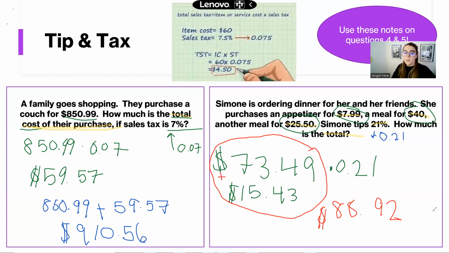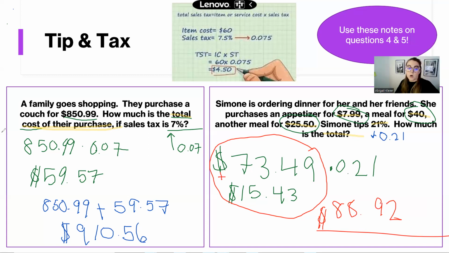I'll just recap very briefly. When I'm given multiple items on a bill, I want to add up all of the items on the bill. Then I'm going to calculate the tip by multiplying by the tip in percent form. Then because this problem asks for the total, I'm going to add the amount of tip to the initial value of the meal, and that will give me my total cost of this meal, which was $88.92. So again, these are notes to help you on questions 4 and 5.